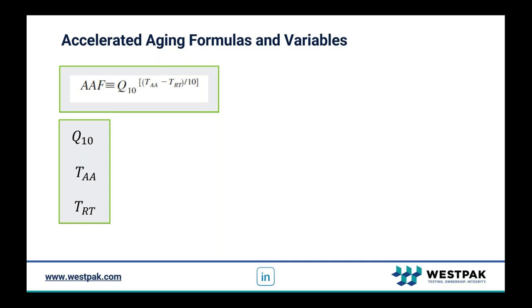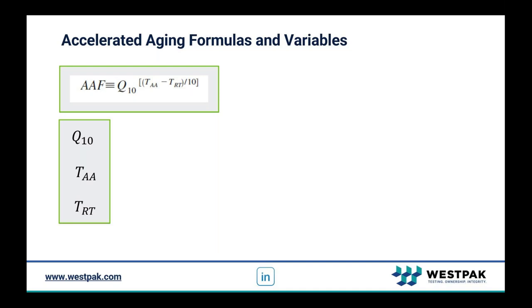The TRT is the real-time aging temperature. So what are your samples going to be stored at? Or what number do you want to use for that? The standard recommends a TRT between 20 and 25 degrees C. Most of our customers use 23 degrees C. So you plug those numbers in and you come out with an accelerated aging factor.